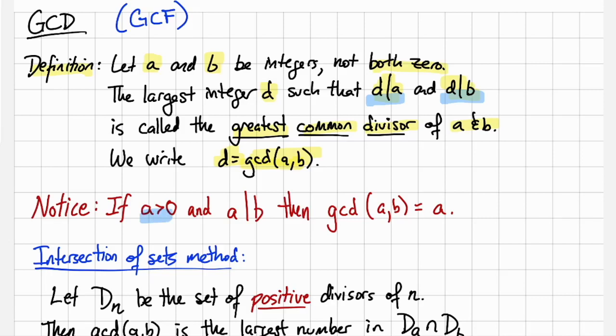If a is positive and a divides b, then a is a divisor of a and a is a divisor of b, and so the greatest common divisor of a and b is going to be a. We'll use that later. In this course, we'll have 3 different ways to find the GCD of 2 numbers. Let's talk about the first method, the intersection of sets method.